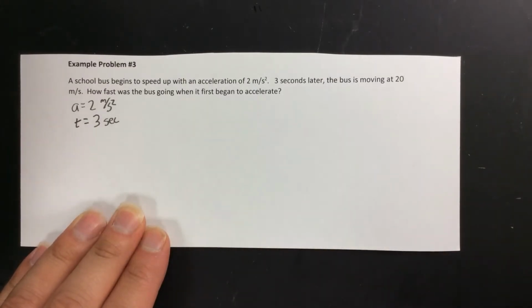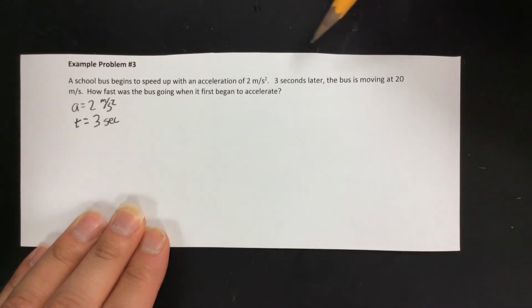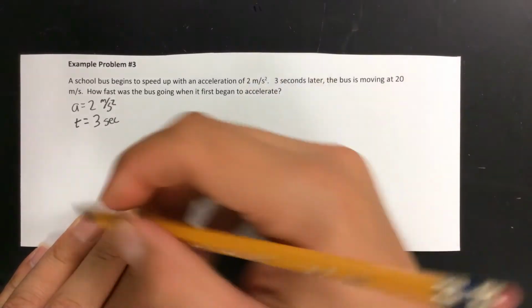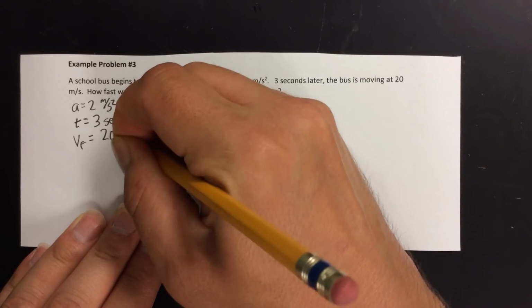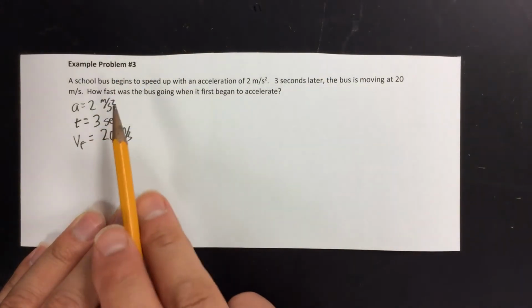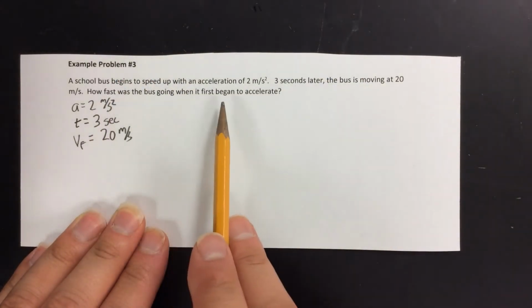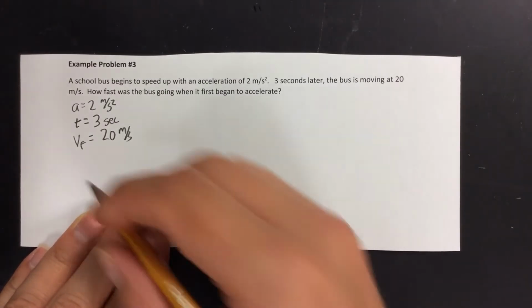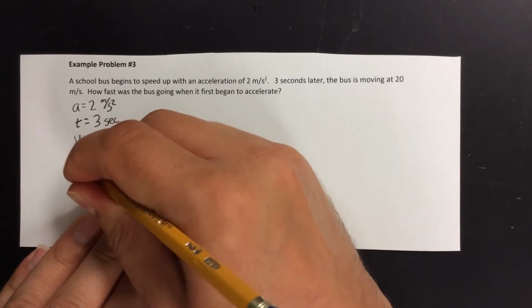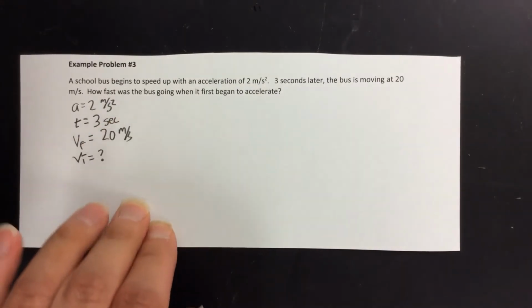Now let's think very carefully here. Is the bus moving 20 meters per second at the beginning of the problem or at the end of the problem? Well, since this is happening later, that tells you that this is how fast the bus is going at the end. That means that this is our final velocity. And finally, it asks, how fast was the bus going when it first began to accelerate? Well, that's asking us how fast it was going at the beginning of the problem, which means our question mark is our initial velocity, VI.